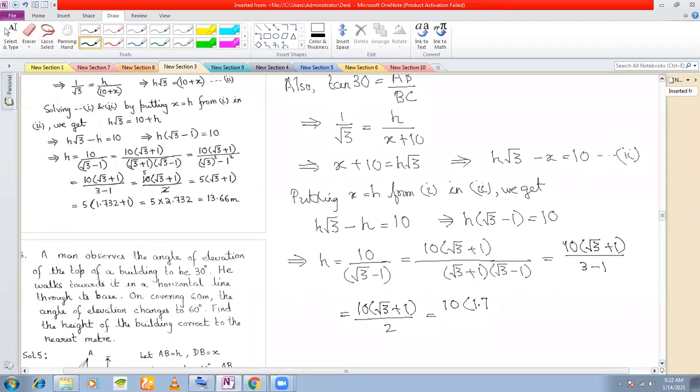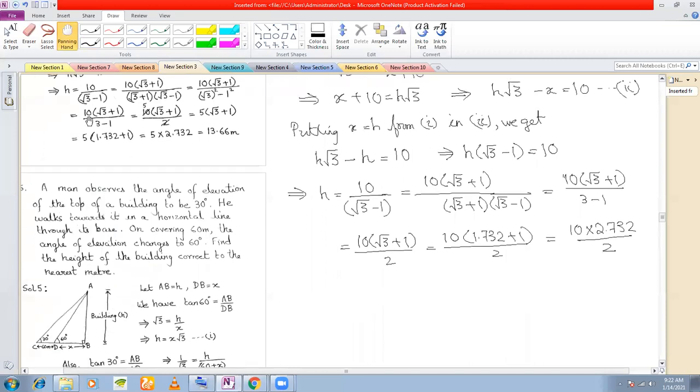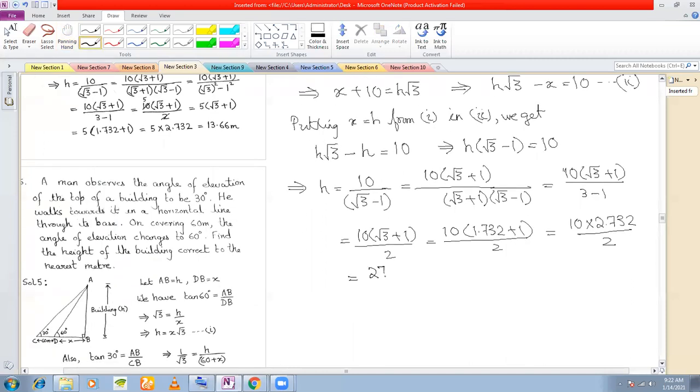So what we do is we put the value of root 3 as 1.732. So this will be 10 into 2.732 divided by 2. This will become 27.32 divided by 2. Now we can easily write this as 13.66 meters. Correct to 2 decimal places, that is what they had said. So it will be 13.67. Correct to 2 decimal places.